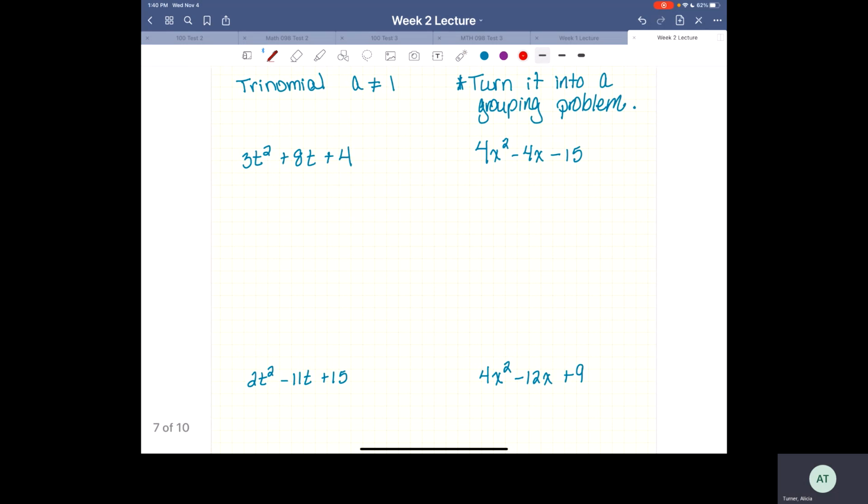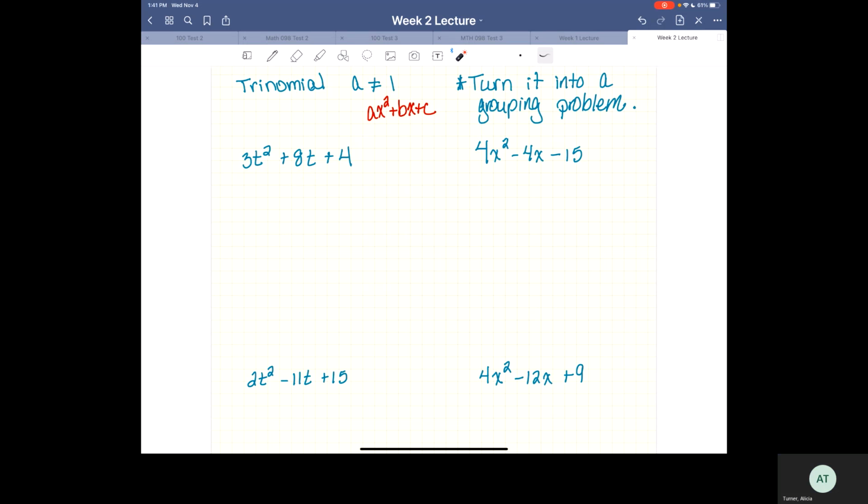So this is standard form of all trinomials, ax squared plus bx plus c. Now, we were looking at problems that just had an a value of 1. So it was still this format. We just didn't have to worry about the a because our a value is 1. So we're doing this slightly different. What I want you to do is turn this into a grouping problem. So we're going to take our 3 terms and turn it into 4 terms.